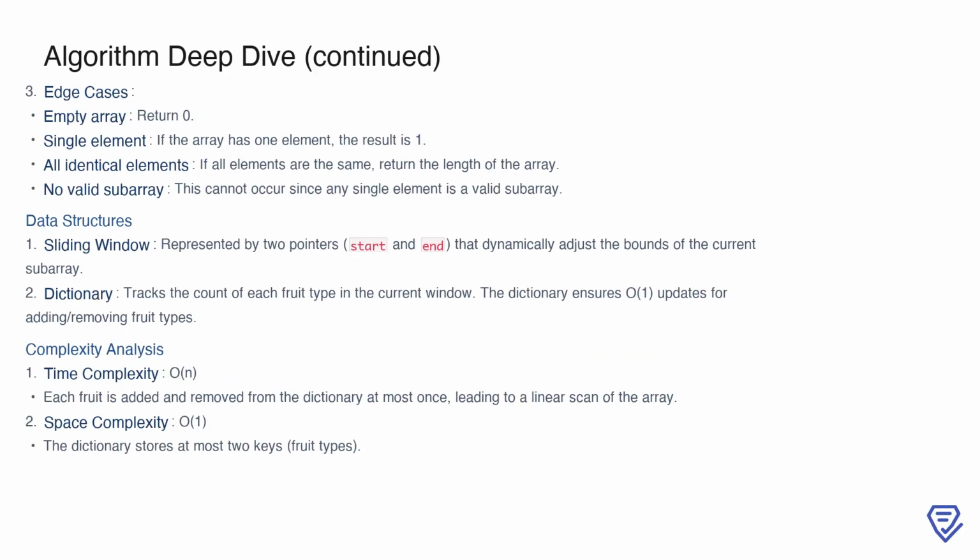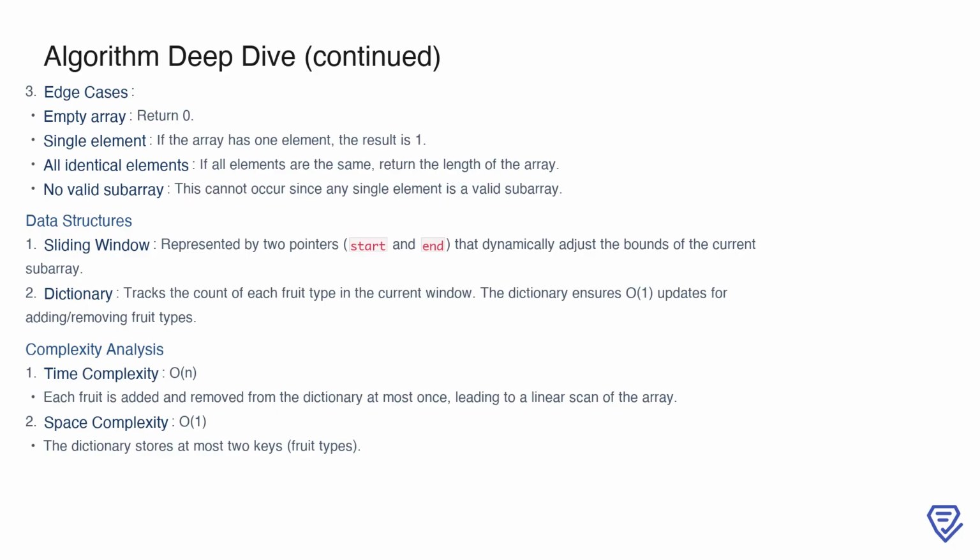When implementing this approach, there are a few edge cases to consider. If the input array is empty, we simply return 0. If the array contains only one element, the longest subarray is the single element itself, so the result is 1. If all elements in the array are identical, the entire array is the longest valid subarray, and its length is returned. Finally, there is no scenario where no valid subarray exists, as any single element qualifies as a subarray with at most 2 distinct fruits.